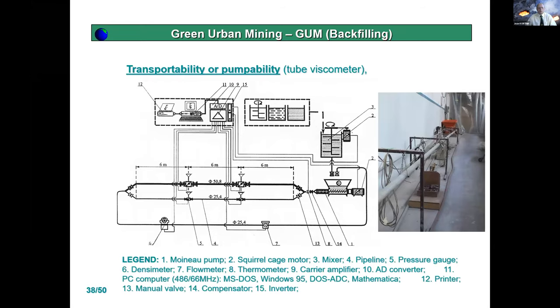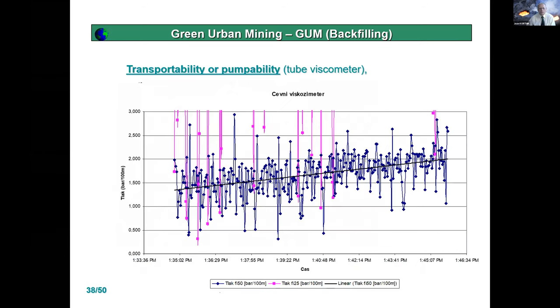The second test, transportability and pumpability properties of hydraulic paste, we used a tube viscometer. We developed this tube viscometer where we've been able to measure the pressure difference over distances of 6 and 12 meters on two different pipe diameters, one 25 millimeters and one 50 millimeters. From this pressure measurement, we define the average pressure we need to pump this recipe, or this hydraulic paste, using a pipeline system.